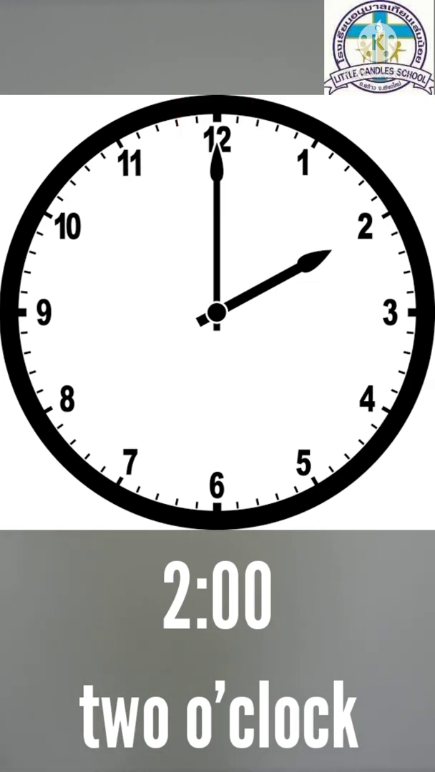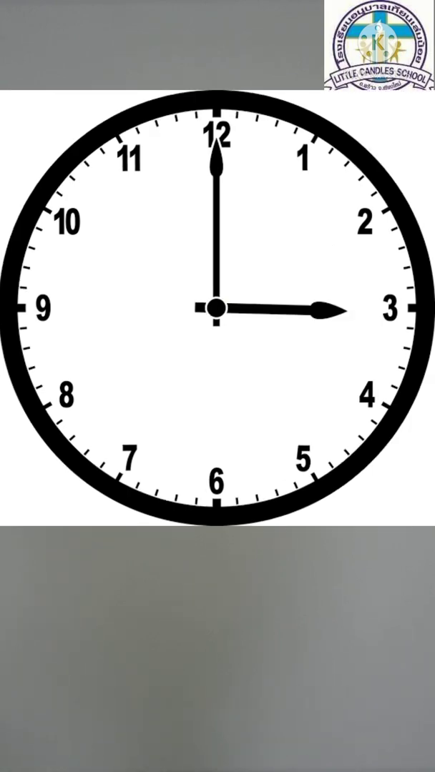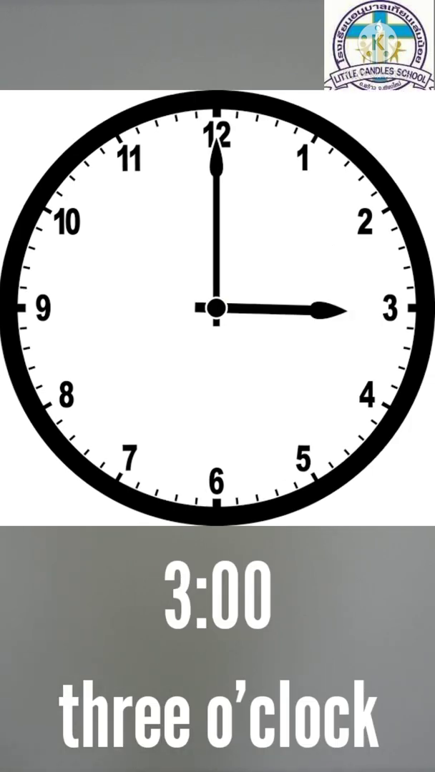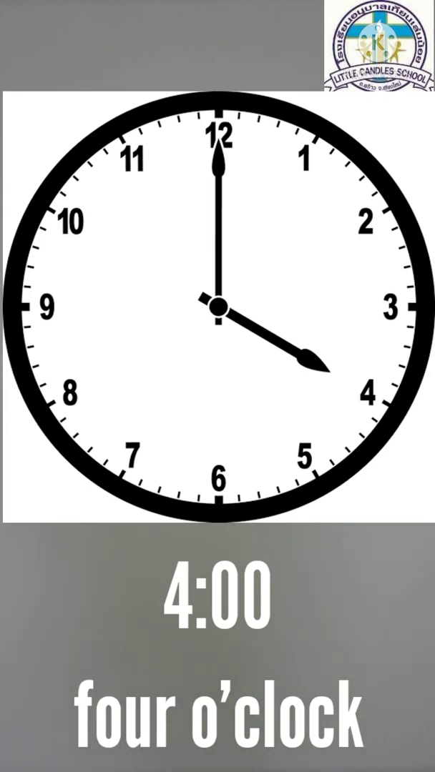That is 2 o'clock. This is 3 o'clock. The short hand is pointing to number 3 and the long hand is pointing to number 12. 3 o'clock. This is 4 o'clock. The short hand is pointing to number 4 and the long hand is pointing to number 12.